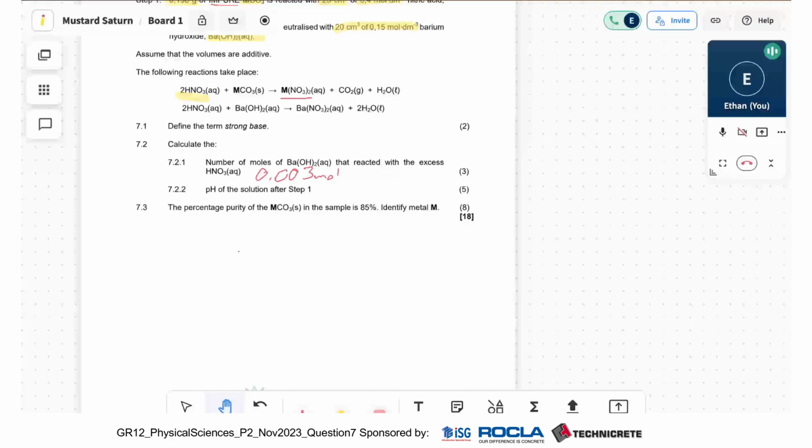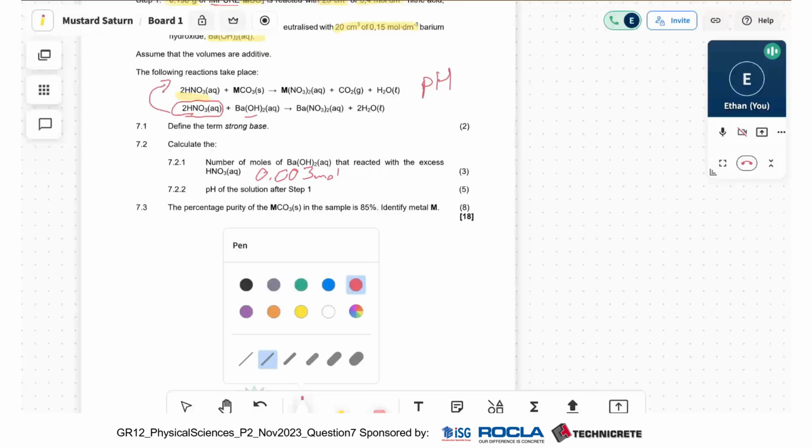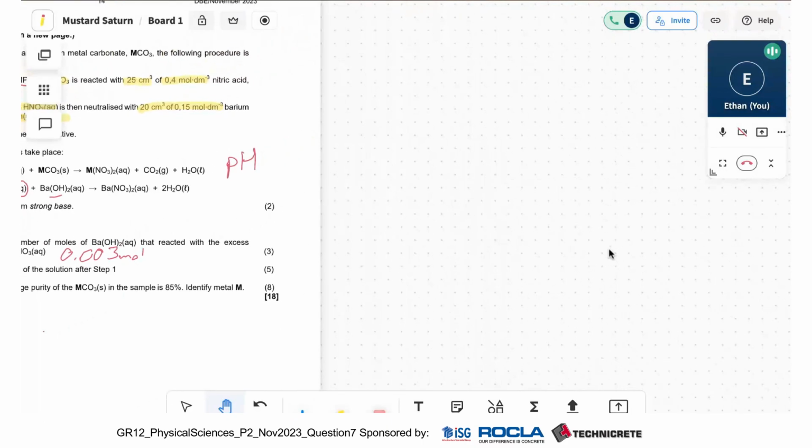So we've got to work backwards. We've calculated the moles of barium hydroxide used in this step, so we can then use that to calculate some information about this, which will then tell us exactly how much was left over here, and then use it to calculate the pH after step one. So we're kind of working backwards, all right? So let's see if we can make some sense of this question.